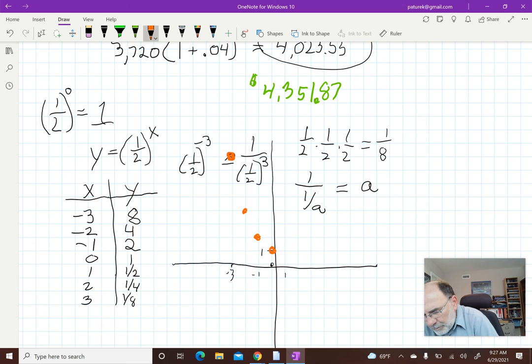At x equals 1, I go up half a unit. 2, a quarter of a unit. 3, an eighth of a unit. Okay, I've plotted plenty of dots that you should be able to see how this behaves. It comes from positive infinity.